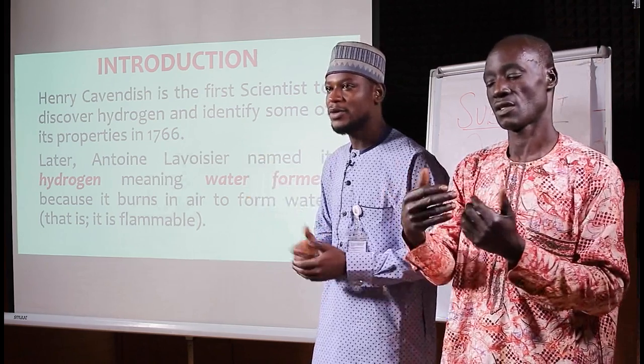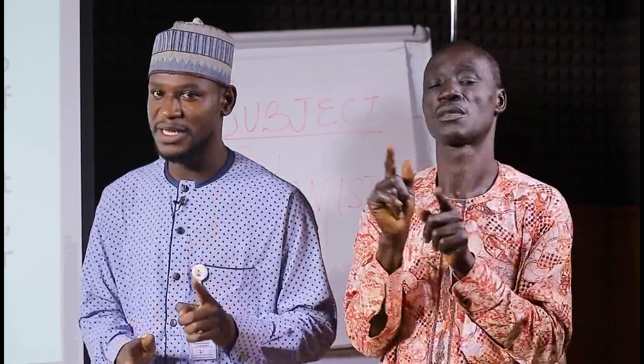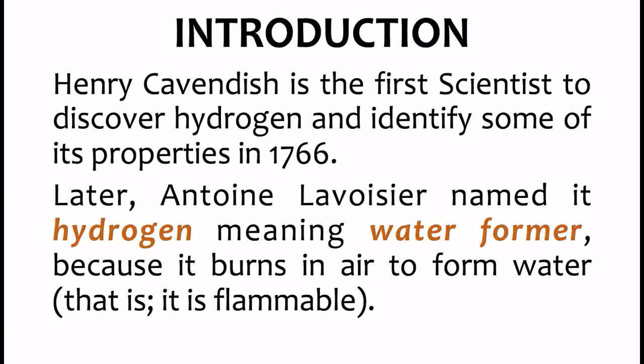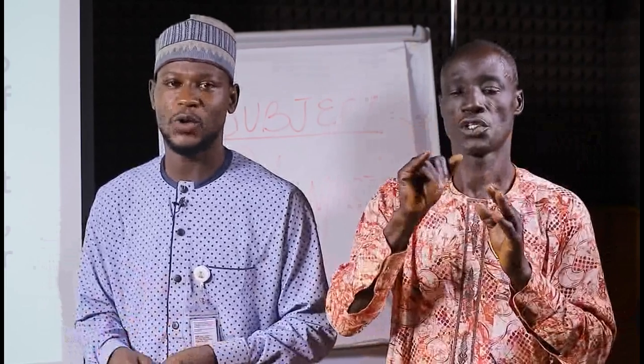Now, hydrogen, how was it discovered? Hydrogen was discovered way back in 1766 by a scientist called Henry Cavendish. He was the first to discover hydrogen and identify some of its properties, but he did not name it and did not discuss it extensively. It was later that another scientist, Antoine Lavoisier, named it hydrogen. And the name hydrogen means water former. This is because hydrogen reacts vigorously with air, that is oxygen, to produce water or steam.